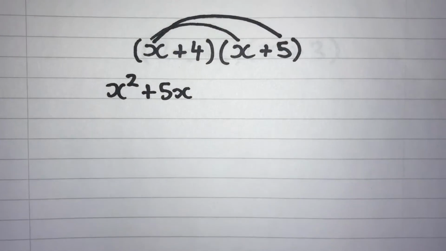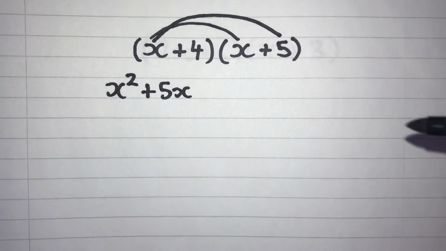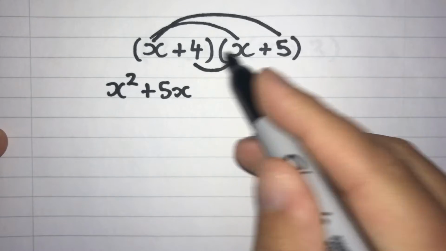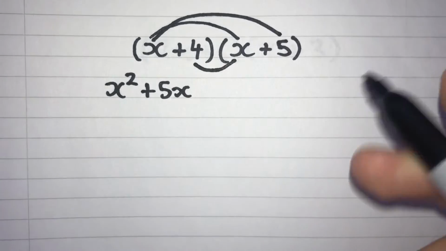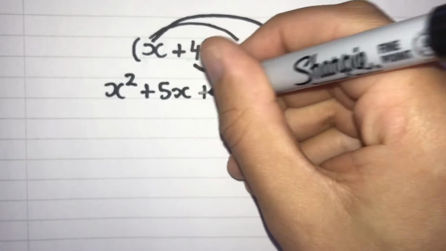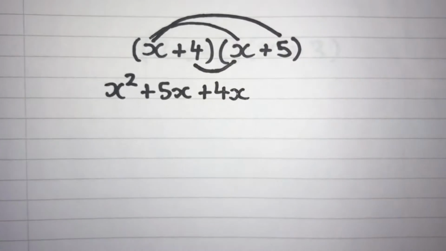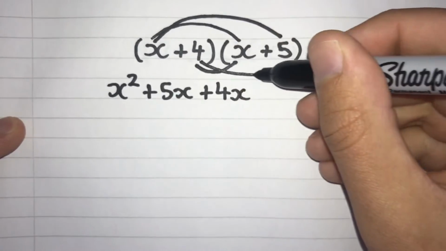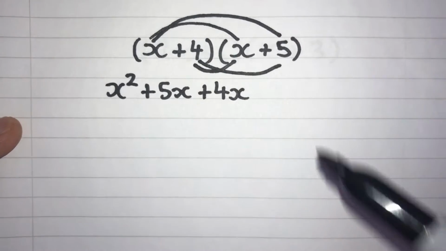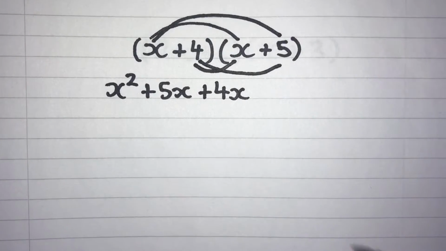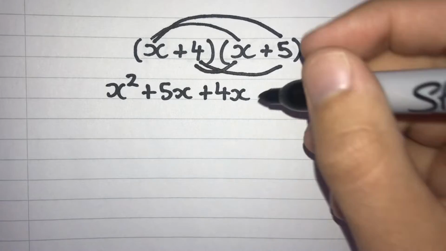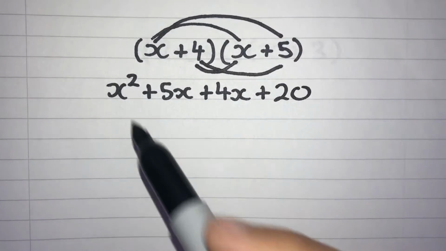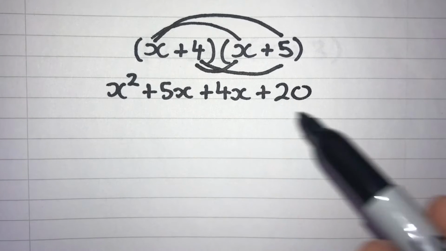Now our I, these are inners, and that's going to be our two inside terms, so these two here. So 4 and x, or 4 multiplied by x, will give us 4x. And finally we have our lasts, which is our two last terms in our brackets. So a 4 and a 5, and we multiply them together. 4 multiplied by 5 gives us 20. So we've got x squared plus 5x plus 4x plus 20.